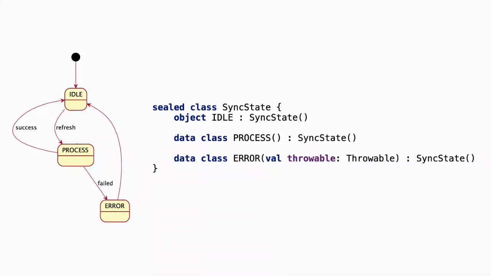Right, so in this sample, what we can do is set up that state machine with a very simple sealed class, no frills whatsoever. The only fancy thing here is that we're storing that throwable if there's an error, for reporting. That's all, right?